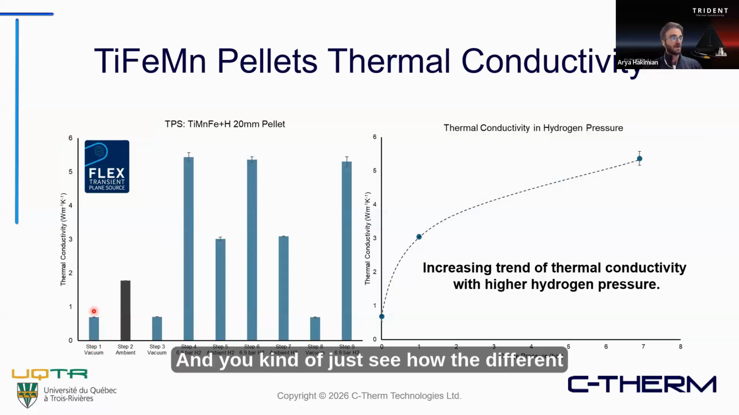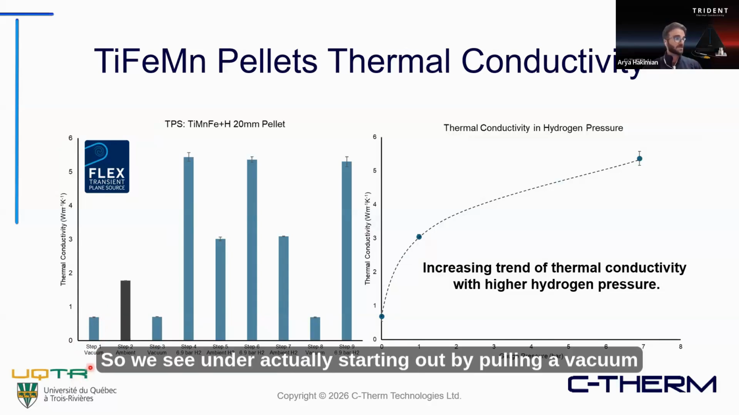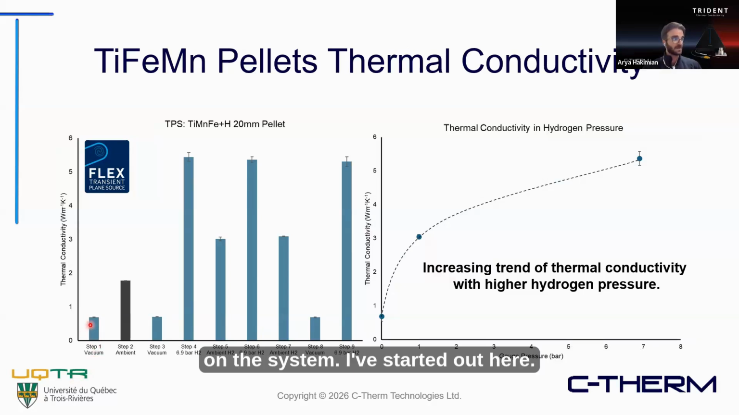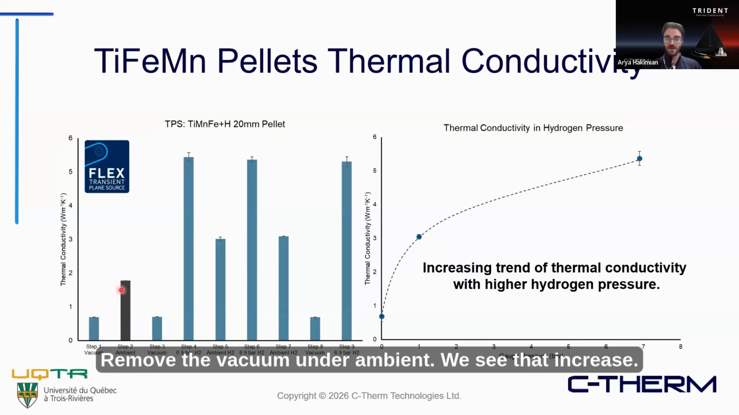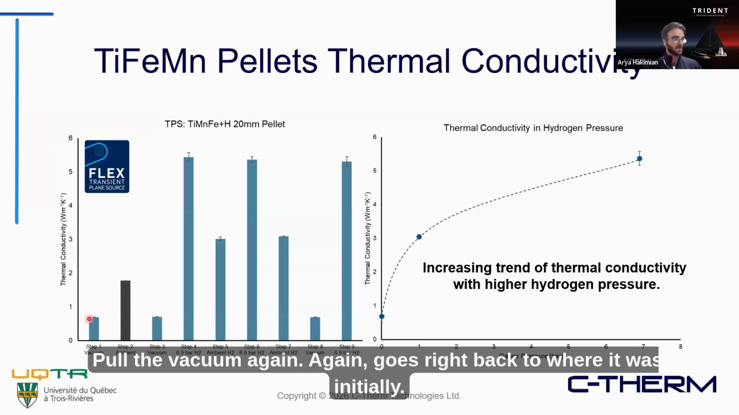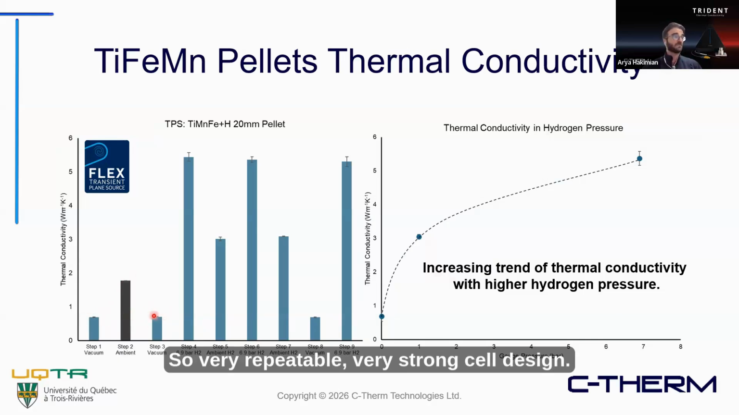And you can see how the different environmental conditions influence the thermal conductivity. Starting out by pulling a vacuum on the system, I've started out here, then removed the vacuum under ambient. We see that increase, then pull the vacuum again and it goes right back to where it was initially. So very repeatable, very strong cell design.